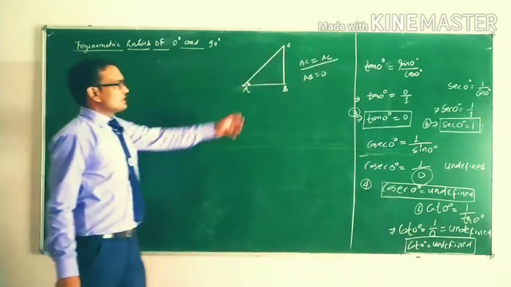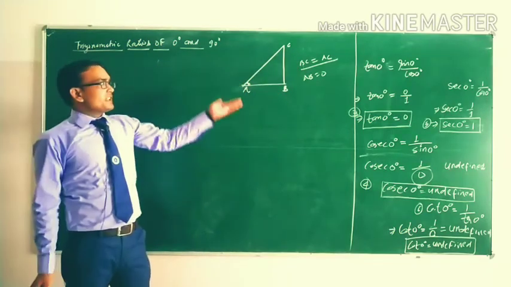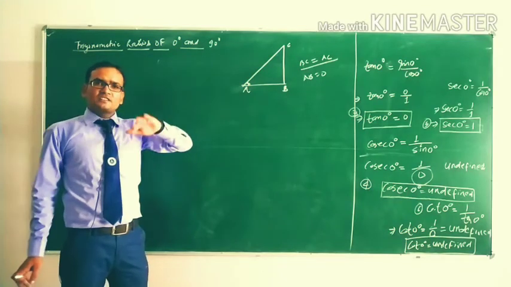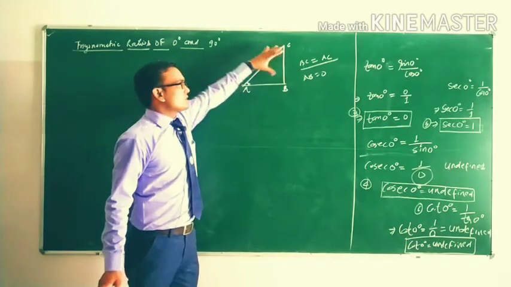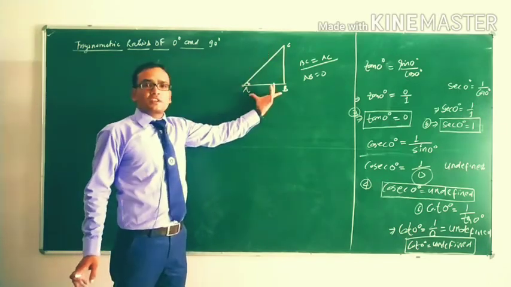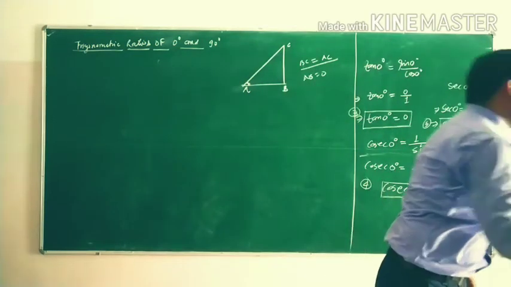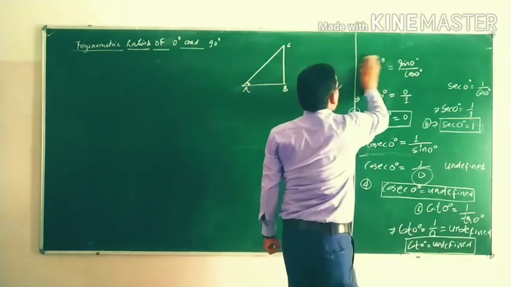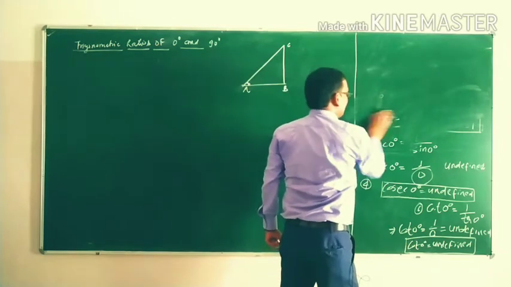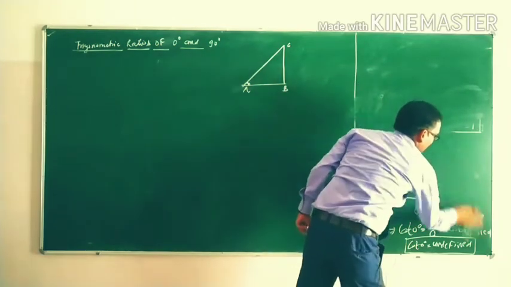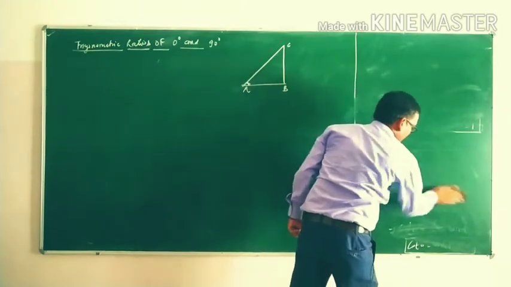That means we can say roughly, if angle A varies to 90, that means angle A gets the value 90 degrees, then BC is equal to AC and AB becomes 0. Okay, students? Using this concept, we find the value of sin 90, cos 90, tan 90, cosec 90, sec 90 and cot 90. Okay, students? You are satisfied?